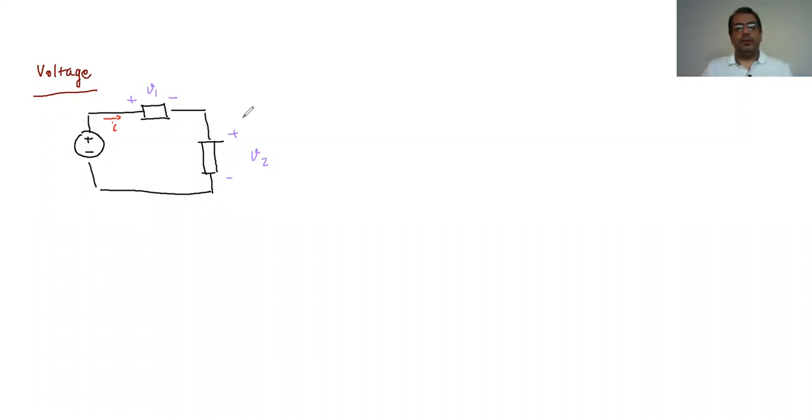So one more time. When I say the voltage shows the difference between two ends, if the voltage is zero, it doesn't mean there is nothing happening there. It just means the difference between them is zero. And the current, if the current is zero, it means that actually nothing is going on.